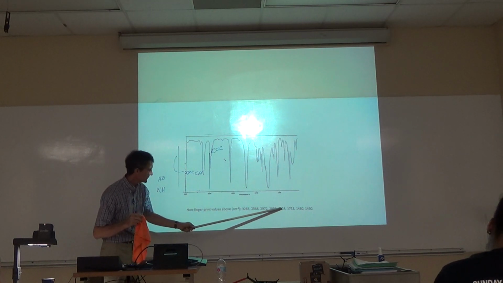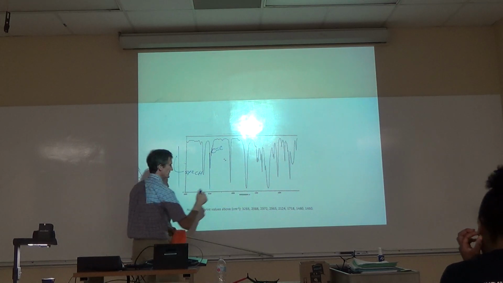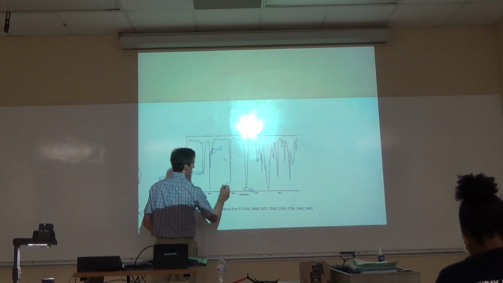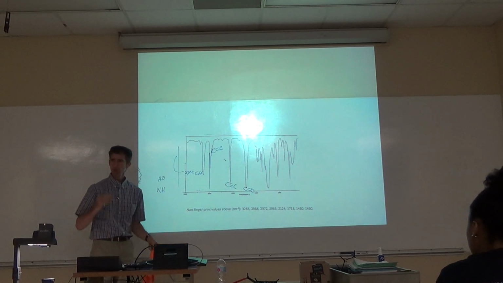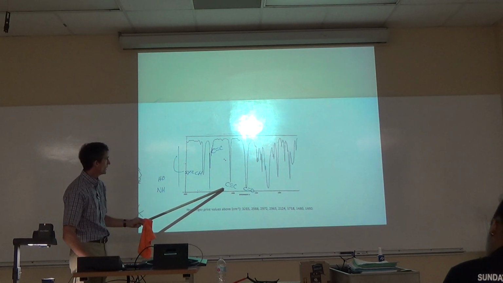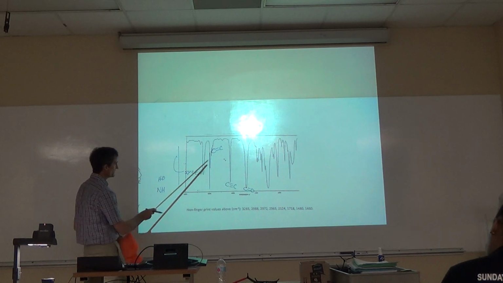This one is apparently 2124. And 1718, that looks like a nice carbonyl. What is this here? 2124. Probably C triple bond C, because C triple bond N tends to be a little above 2200. Do we have an alkyne with a carbonyl? Yes.